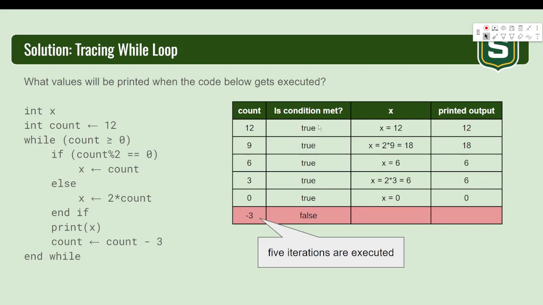But again, the loop is going to run as long as that condition, count greater than or equal to 0, is true. Once we get to negative 3 for count, it's going to break out of this loop. That is not an iteration. Nothing happens. If there was more code below the loop, it would continue with that.